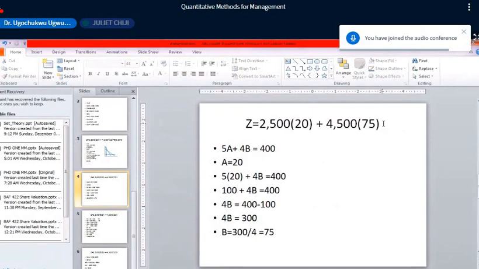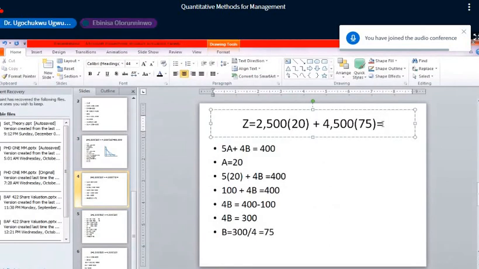And the next one, this will be 2,500 multiplied by 20 plus 4,500 multiplied by 75. Multiplied by 75. This will give you 387,500.